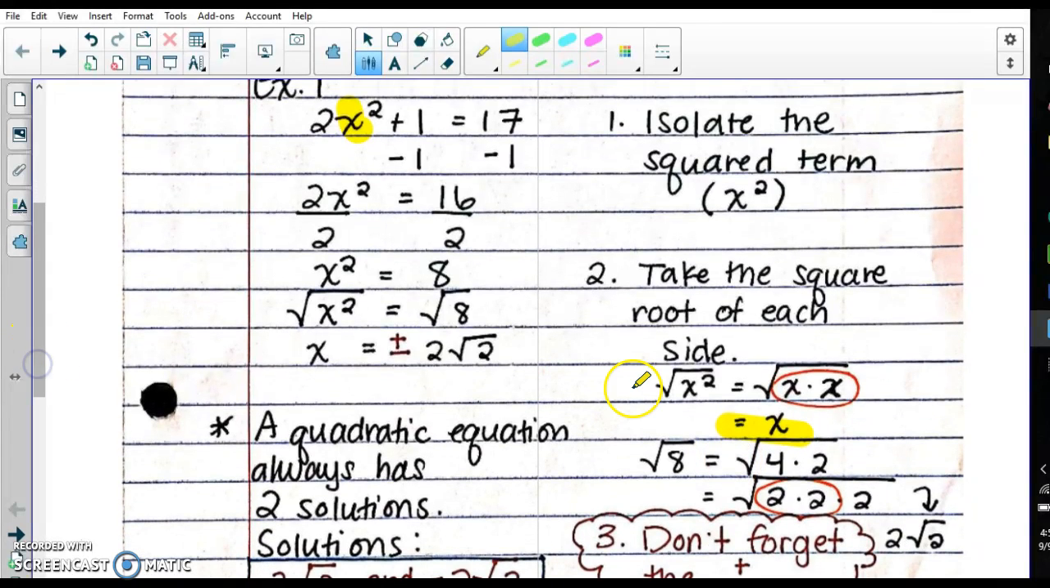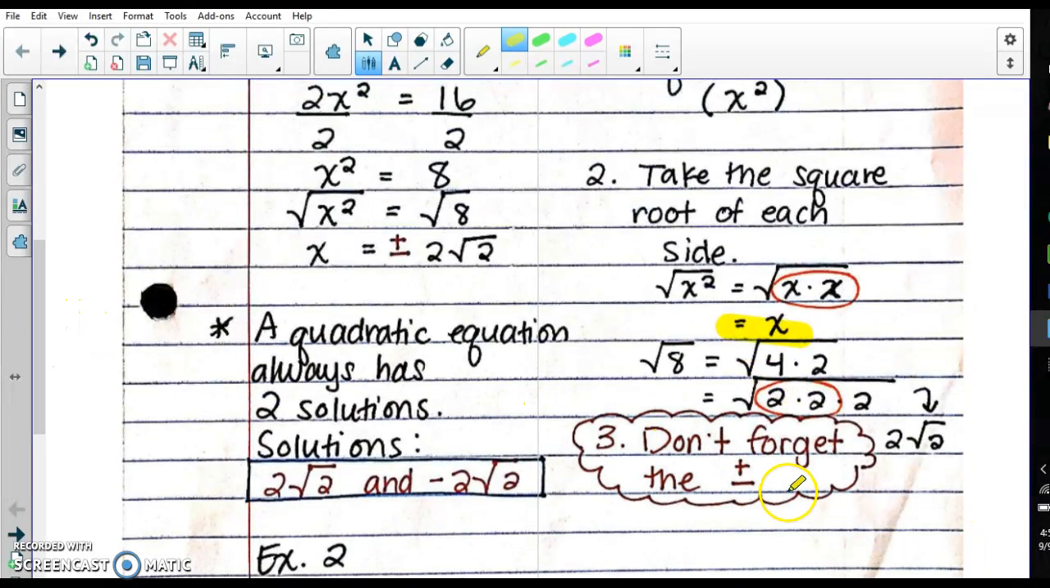The square root of 8 is the square root of 4 times 2, or the square root of 2 times 2 times 2. And I have a pair of 2's here, so that's one root, and it becomes 2 square root of 2. And then you can't forget the plus or minus. Okay, so your final answer is x equals plus or minus 2 square root of 2. Now, remember that a quadratic equation always has two solutions. So your solutions are the positive 2 square root of 2 and negative 2 square root of 2. And then that's it.